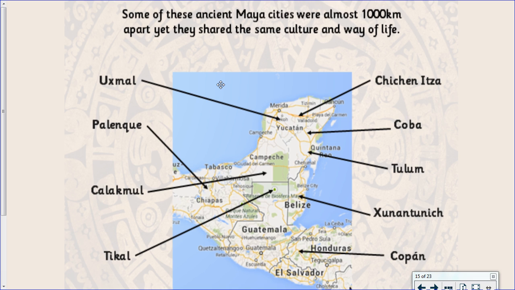Here's another map, just kind of pointing them out again, just a slightly different looking map, more like a Google Maps map.